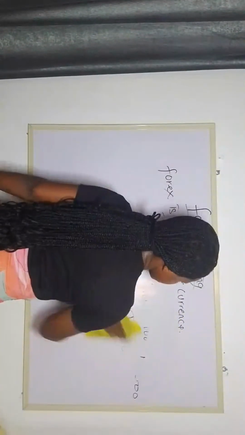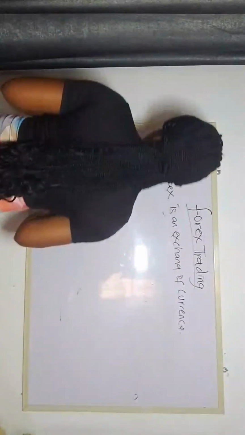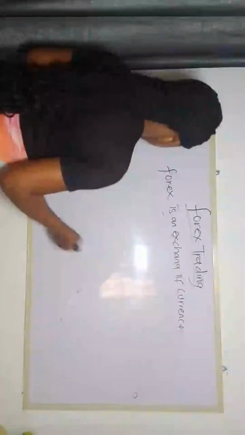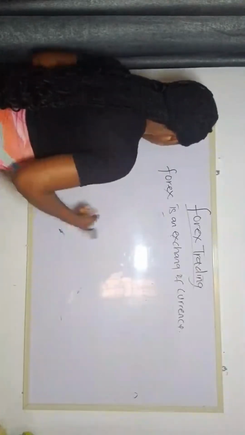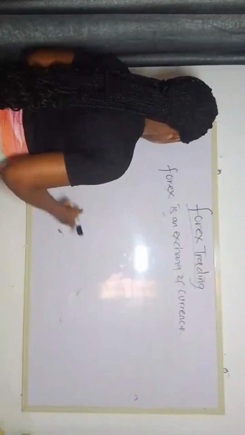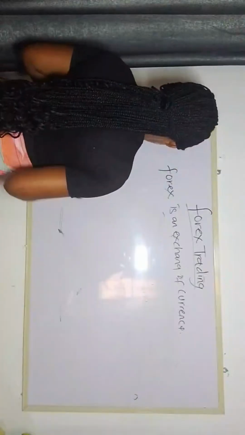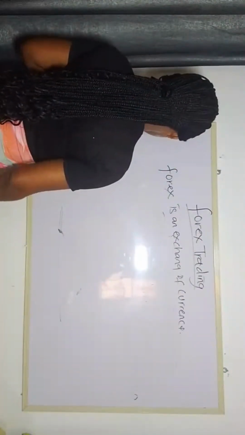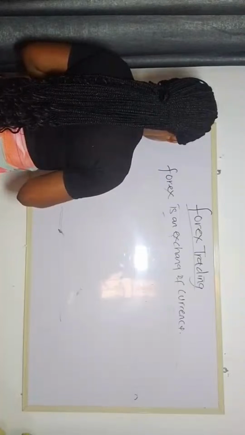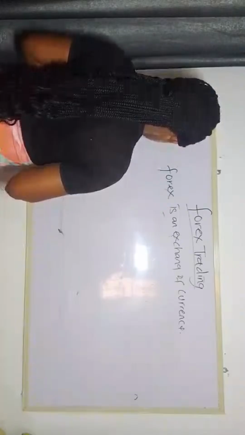So who are those who trade forex? People that trade forex can be central banks. Central banks are the Federal Reserve, European Central Bank, Bank of England, Bank of Japan. And we also have commercial banks like Goldman Sachs, and hedge funds, like huge investment companies. Okay, so we have retailers.